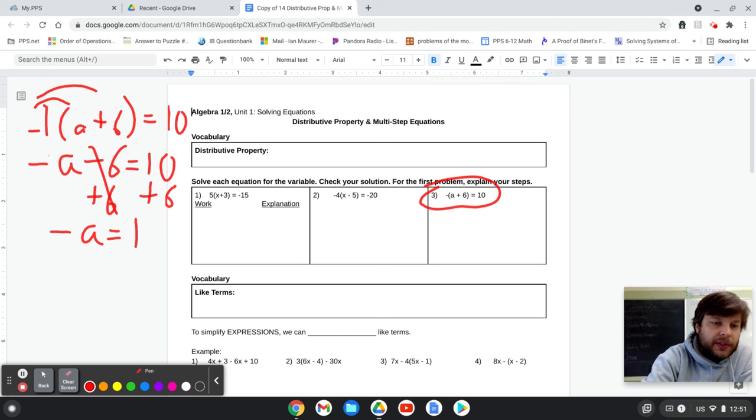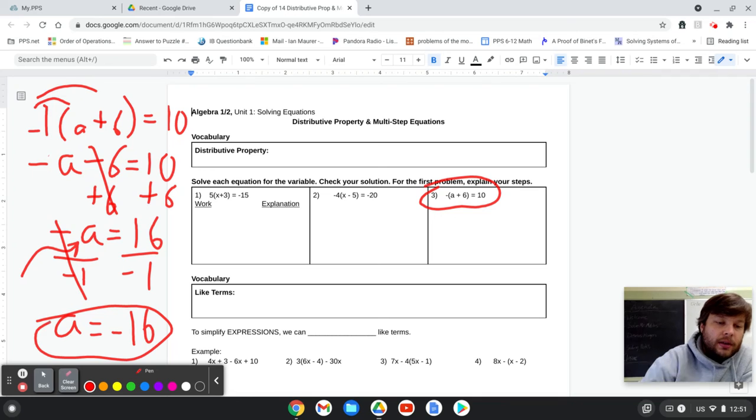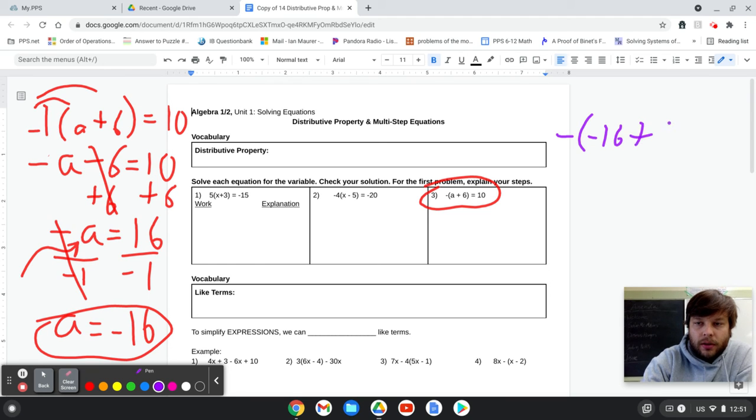So negative a is equal to 16. Divide by negative 1, because there's that negative 1 hiding right there in front of the a. So that cancels it out. And you have a equals negative 16. Make sure that you are testing your solution by returning to the original problem and substituting your value for the letter. Does that equal 10? So we have negative 10, and two negatives make a positive 10.